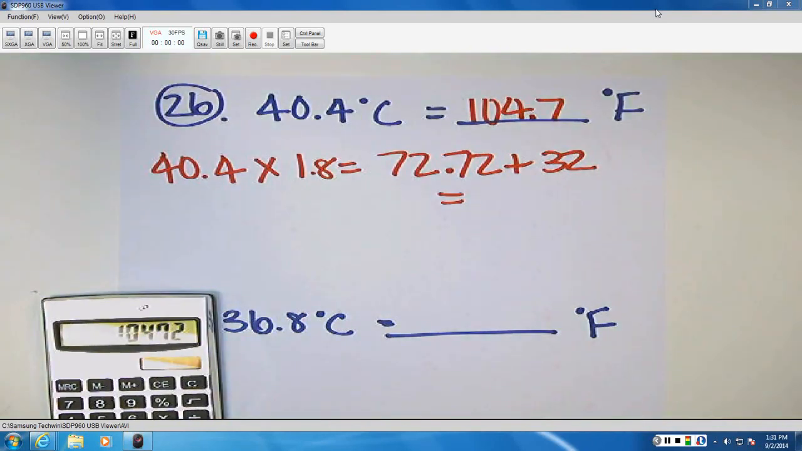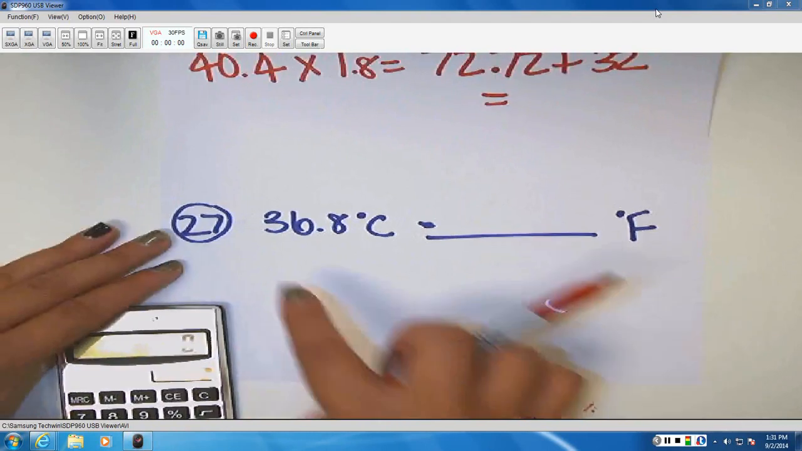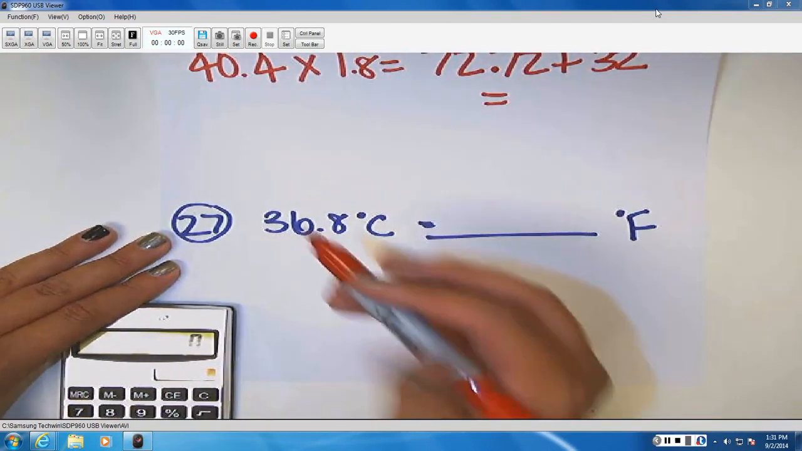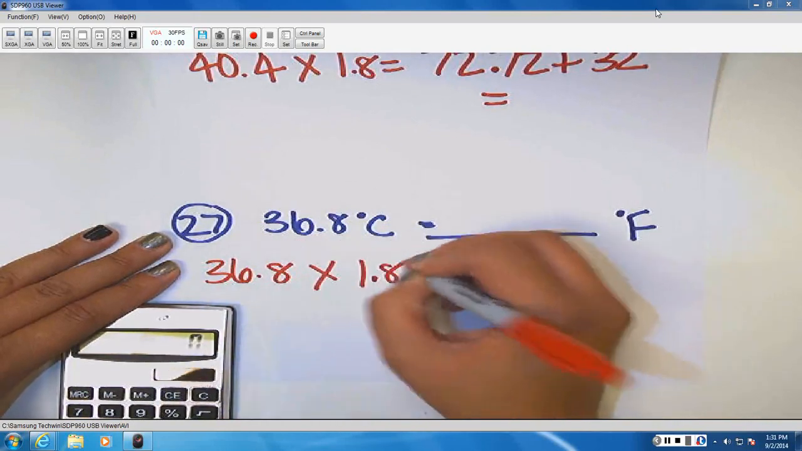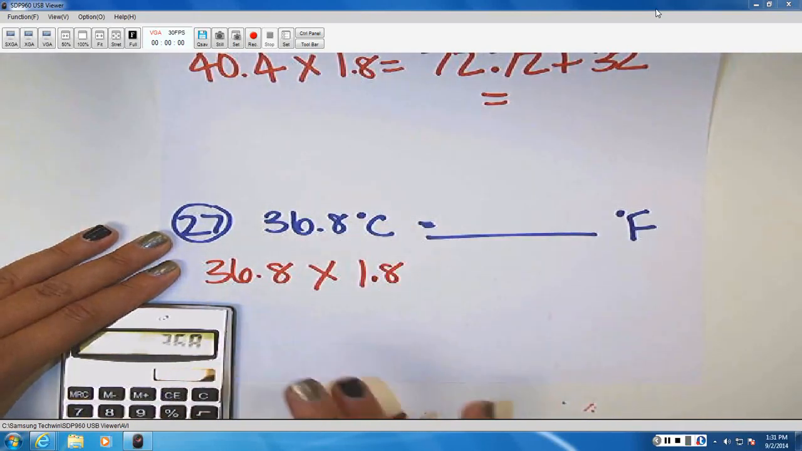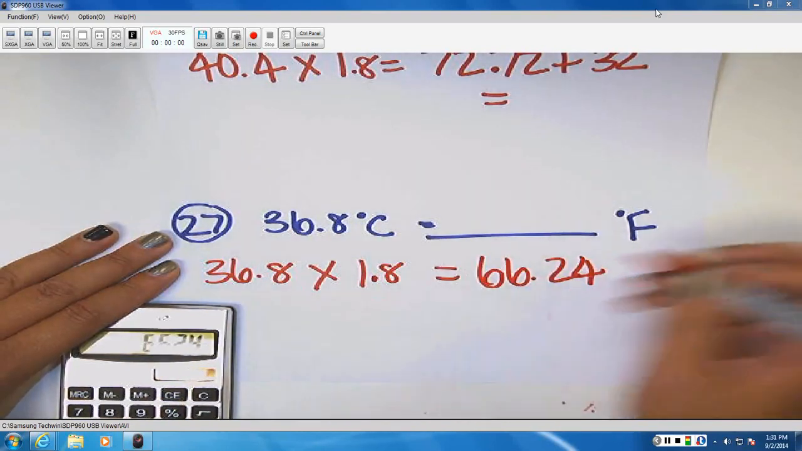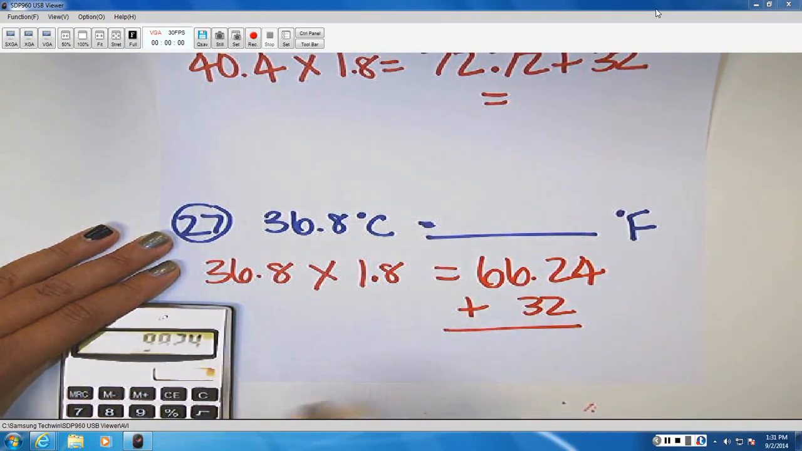It's kind of the same numbers. It's just when you're going from Celsius to Fahrenheit, you're first going to multiply by 1.8, and then you're going to add 32. Let's just do one more. This one we have 36.8 degrees Celsius, and we want to convert it to Fahrenheit. So I'm going to take 36.8, and I'm going to multiply by 1.8. And that gives me 66.24. And now I'm going to add 32. And that gives me 98.2 degrees Fahrenheit.